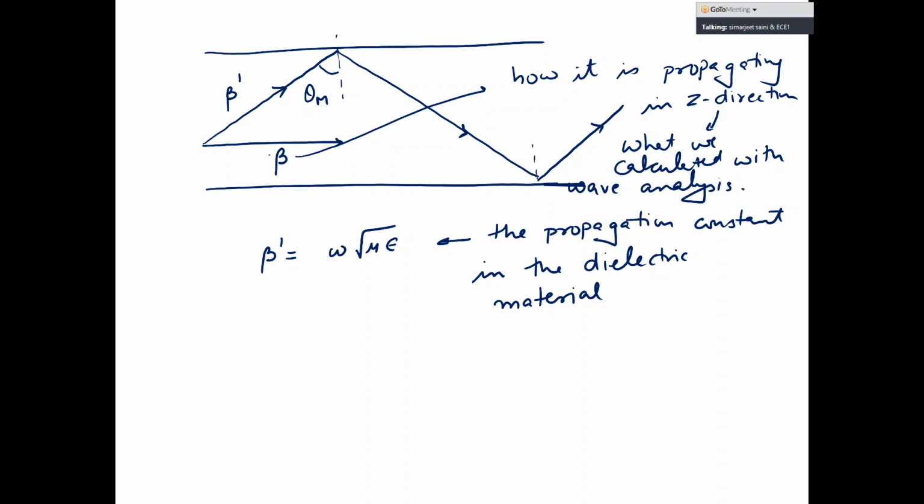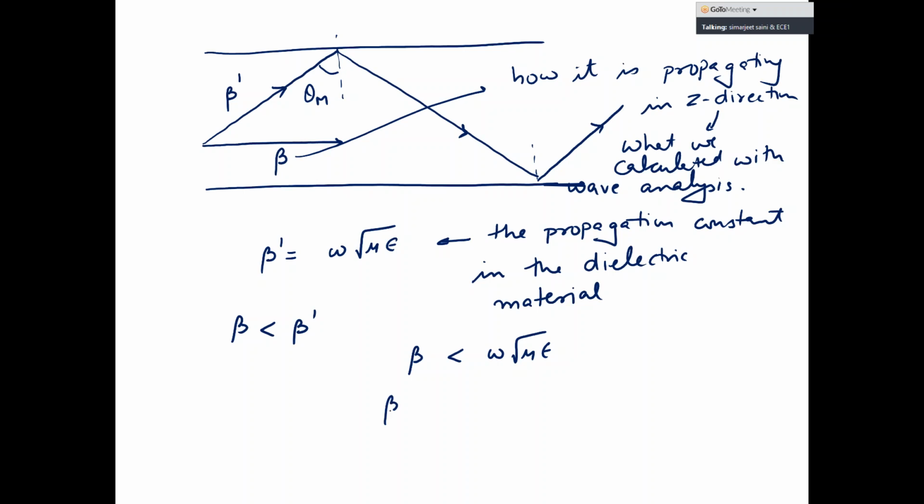And you can clearly see that this beta is going to be smaller than beta prime. This beta is going to be smaller than omega square root of mu epsilon, which is exactly what we had seen before. If you remember correctly, beta was omega square root of mu epsilon times the square root of 1 minus omega c square by omega square, I believe. So we know that this beta is going to be less than that beta prime.